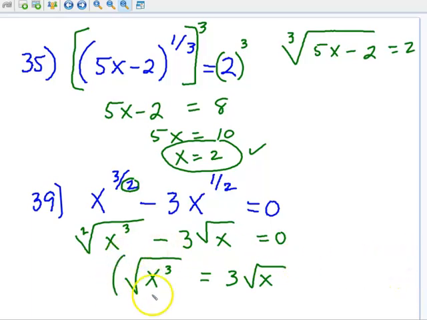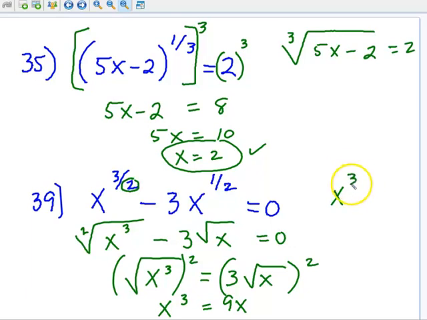And now we can square both sides since they're square roots. So this is going to be x to the third on the left. And going back to what we talked about earlier, do each of these separately and then multiply the results. So 3 squared, 9 times x. And let's set this up to also solve by factoring. So I'm going to make it equal to 0.